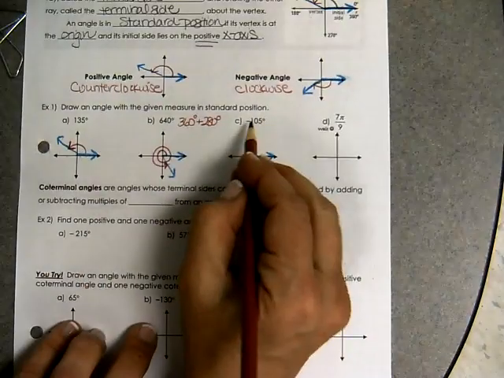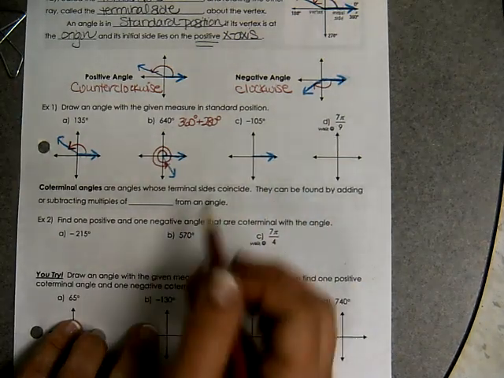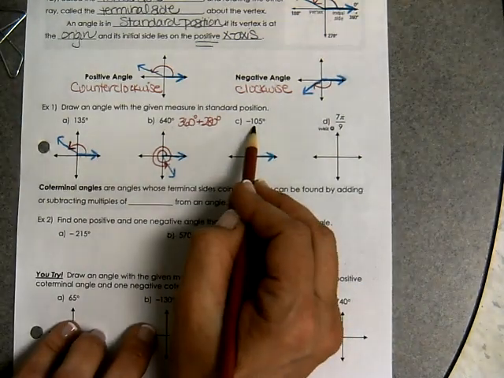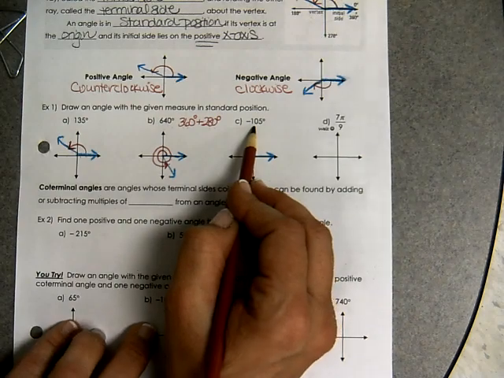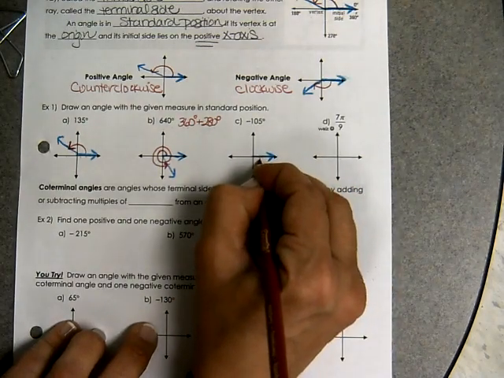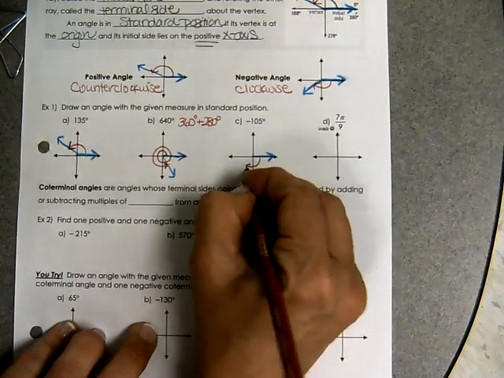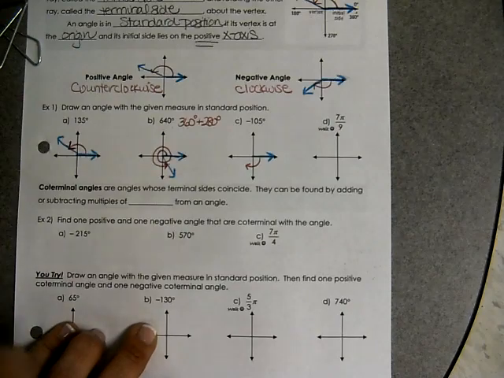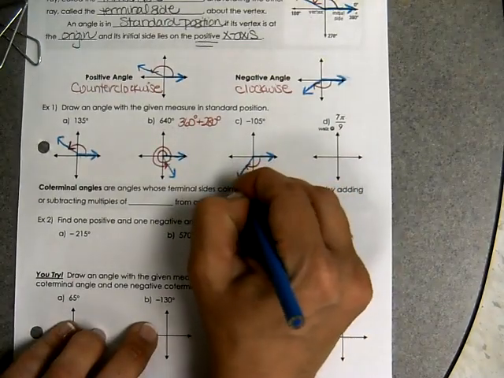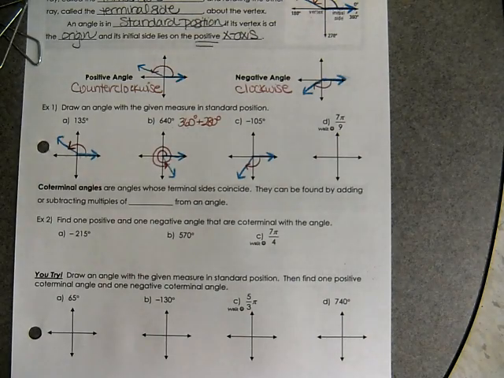But this time, because it's a negative angle, we're going to go the opposite direction. And notice that negative 105 is bigger than negative 90, but not quite as big as negative 180. So I'm going to go past that negative 90 a little bit, and then draw my terminal side. Okay? So that's how we draw angles in standard position. Do you guys have any questions on that so far?